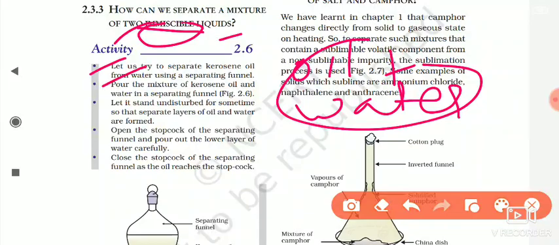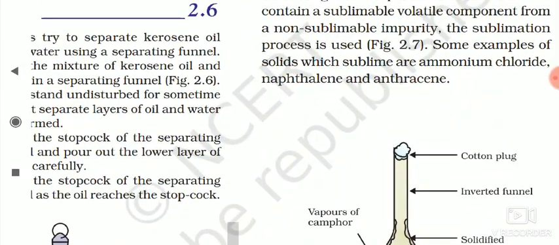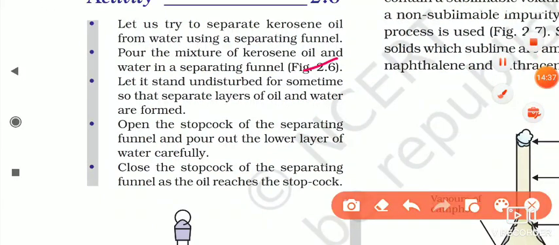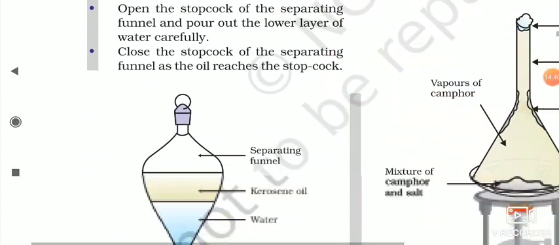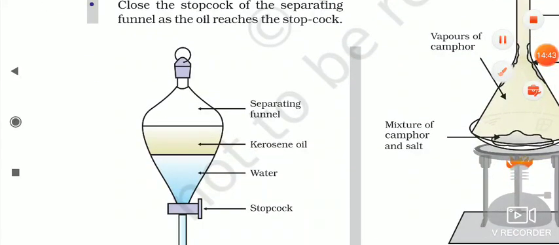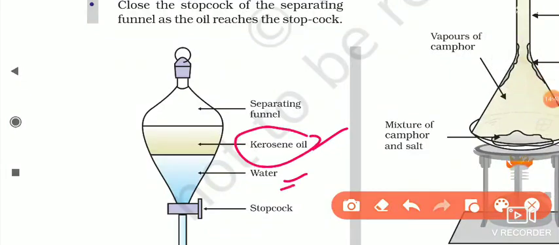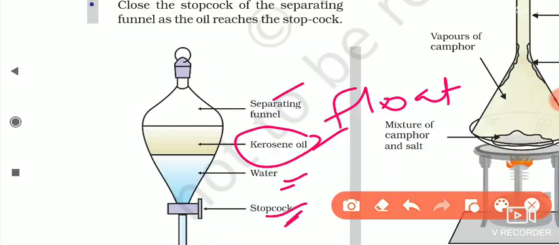So let us try to separate kerosene oil from water using a separating funnel. Pour the mixture of kerosene oil and water in a separating funnel. This is the separating funnel, and you take kerosene oil and water. You know kerosene oil is lighter than water, so it floats over the water. This is the separating funnel, and this is the stopcock. Stopcock means when you stop it, the liquid cannot come out of the separating funnel. Now you just loosen the stopcock.